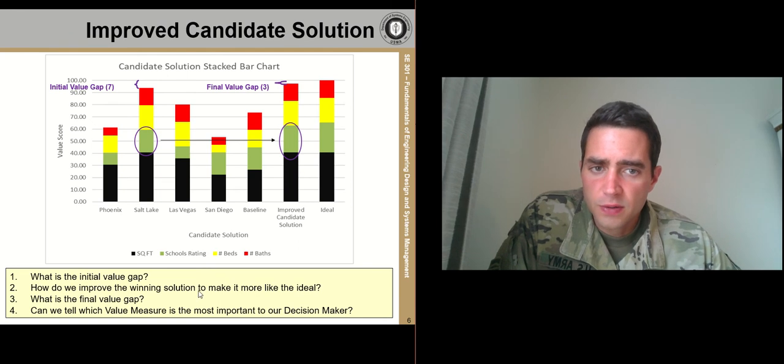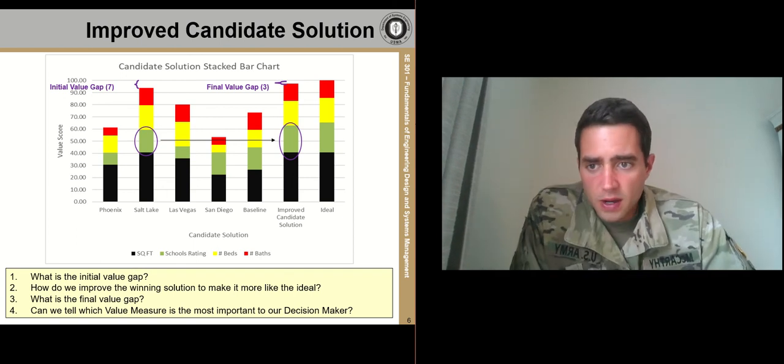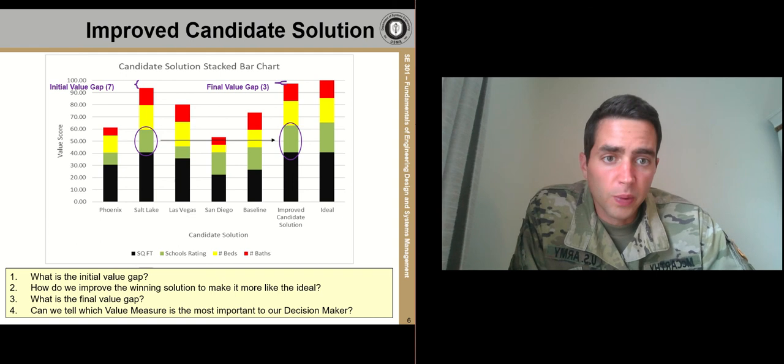How do we improve the winning solution? I just talked about that. We're going to target those value measures that don't achieve the ideal. And then what is the final value gap? So I guess in reality, how are we going to do this?